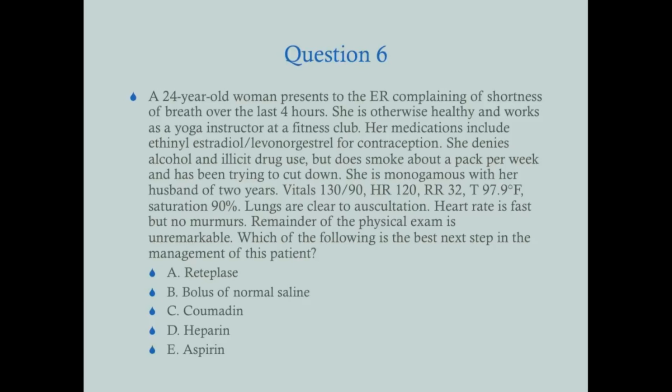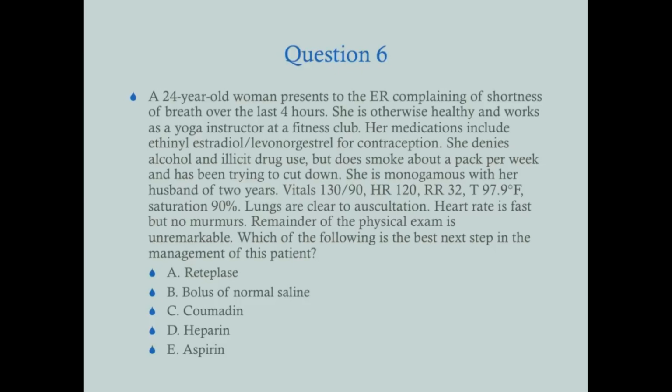Vitals 130/90, heart rate 120, respirations 32, temperature 97.9, saturation 90%. Lungs are clear to auscultation. Heart rate is fast but no murmurs. Remainder of the physical exam is unremarkable. Which of the following is the best next step in the management of this patient? A. Retaplase. B. Bolus of normal saline. C. Coumadin. D. Heparin. Or E. Aspirin.